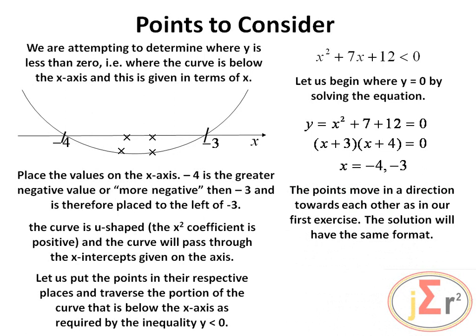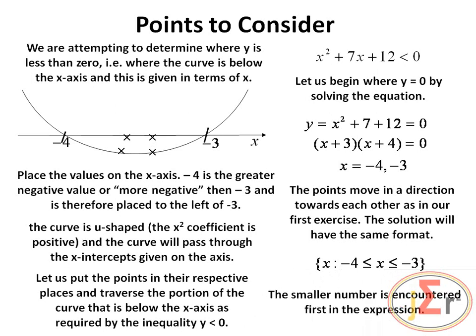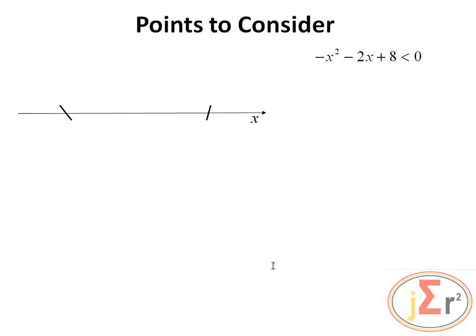The solution will have the format x such that -4 is less than or equal to x is less than or equal to -3. And of course, that is the one that gives the intersection. The smaller number is encountered first in the expression. So when we are putting the information like this, we have to put the smallest one down here. So the smaller one goes first: -4 is less than x is less than -3.